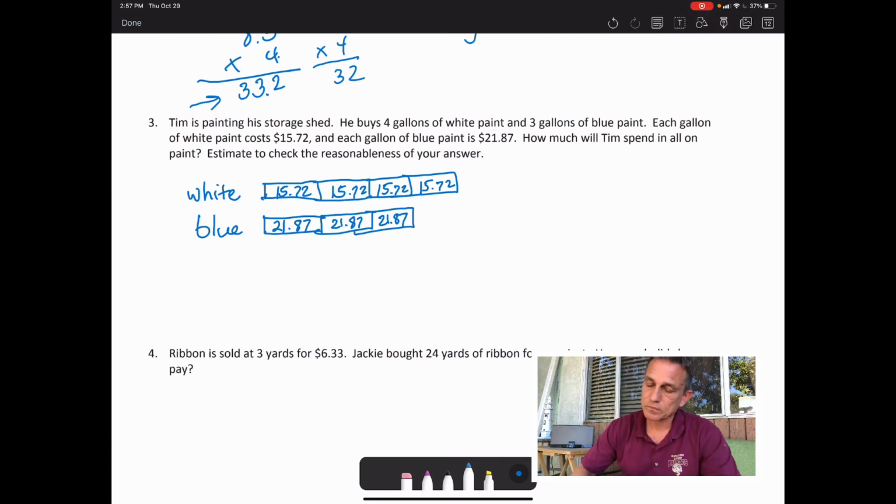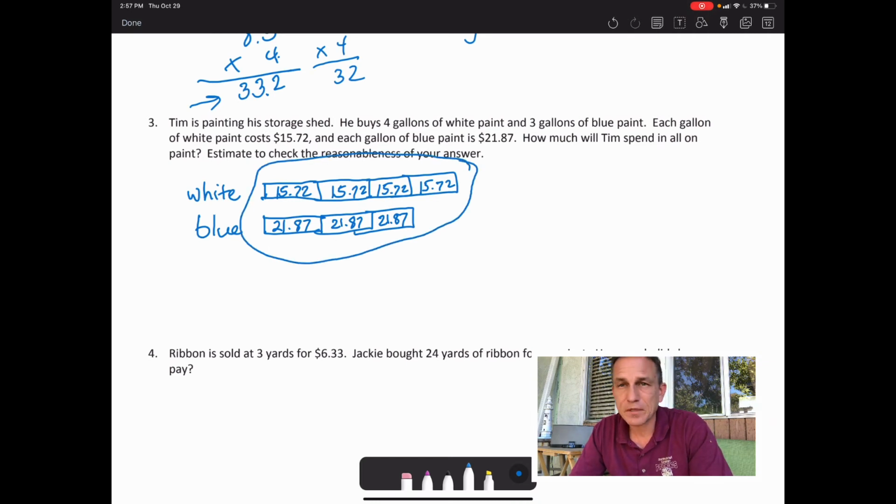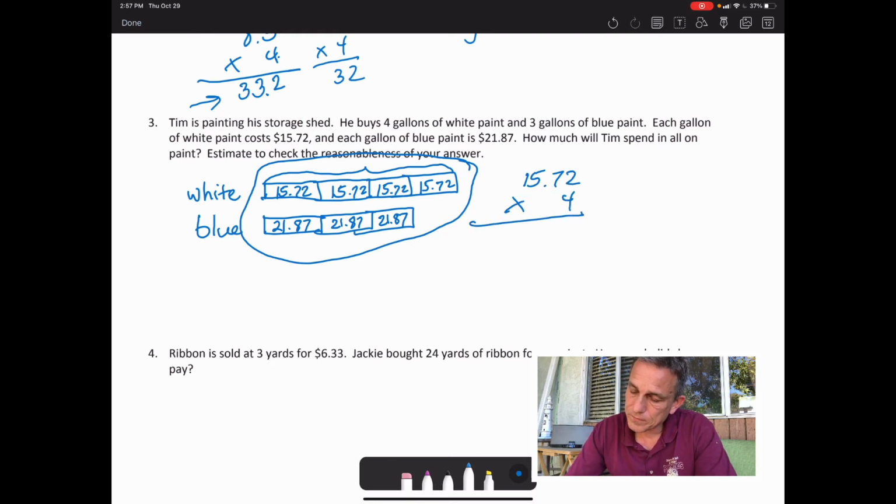Okay, so in order to figure out what he spent in all, I have to figure out the total of all of this. What I can do is I can see some repeated addition, which is multiplication. So I'm going to multiply 15 and 72 hundredths times 4. And I'm going to multiply 21 and 87 hundredths times 3.